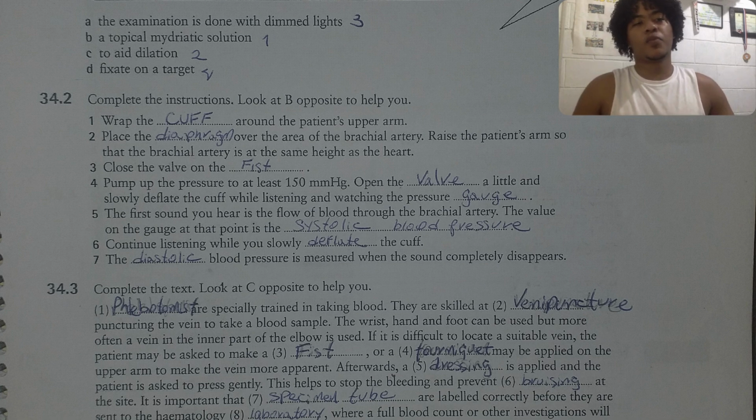Exercise 34.2. Complete the instructions. Look at B opposite to help you. Number 1. Wrap the cuff around the patient's upper arm. Place the diaphragm over the area of the brachial artery. Number 2. Raise the patient's arm so that the brachial artery is at the same height as the heart.